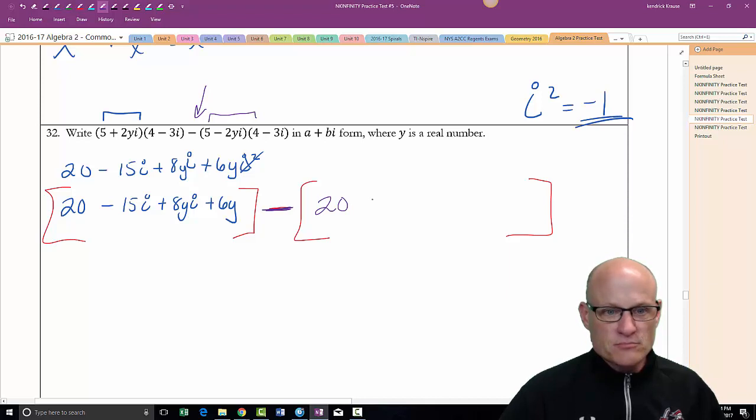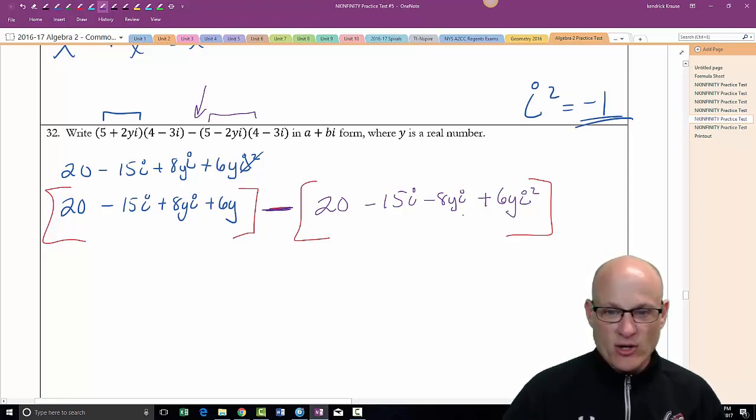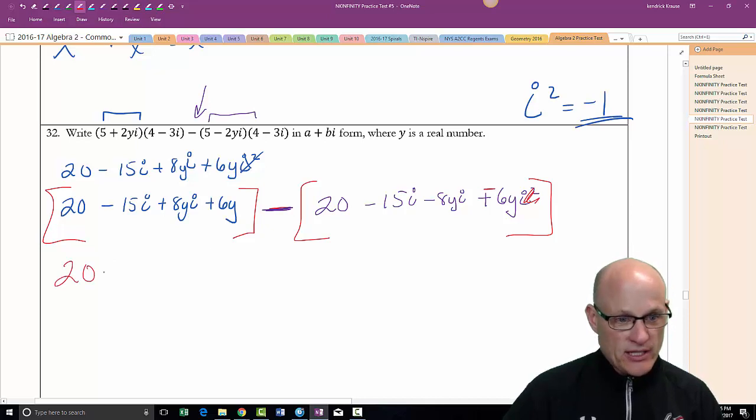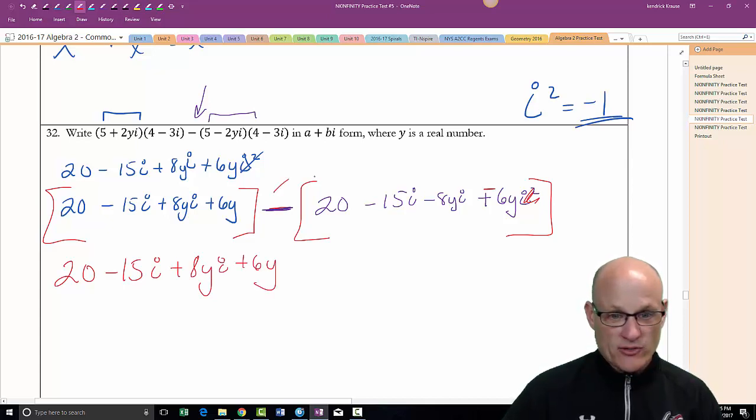20 minus 15i minus, are these the exact same things almost? Minus 8yi plus 6yi squared. I should have done that above. Really, the only thing to clean up is this is now a negative. So now we're going to distribute that negative. So we get 20 minus 15i plus 8yi plus 6y. Now we're going to distribute the negative.